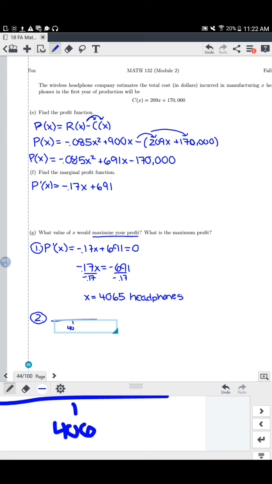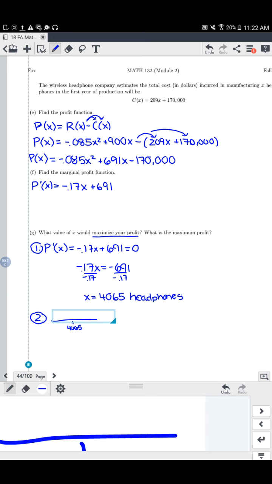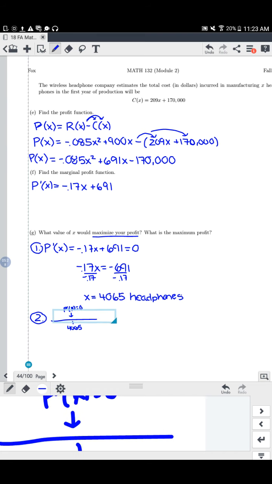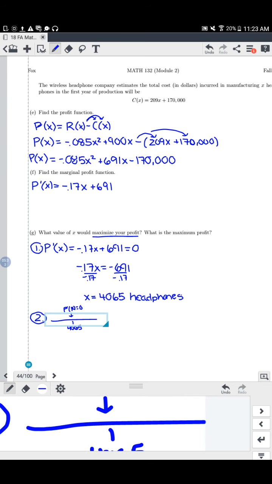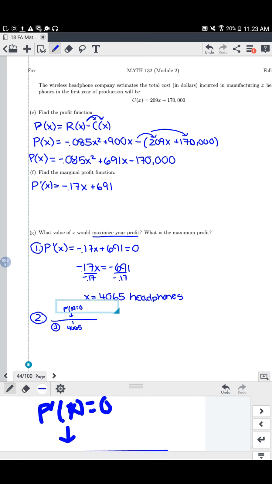I'm going to label 4065 because this is important. This is our critical number. It makes the first derivative 0. So I'm going to say, nice label on this, p prime of x is 0 here. And if we look to each side, we can plug in any number we want. Maybe I'll just plug in 1 here and see what happens to the derivative.